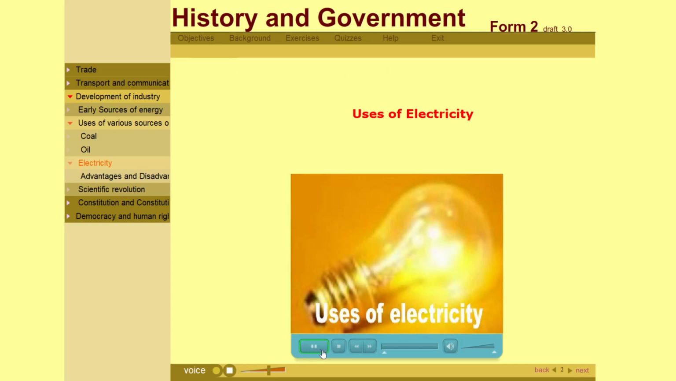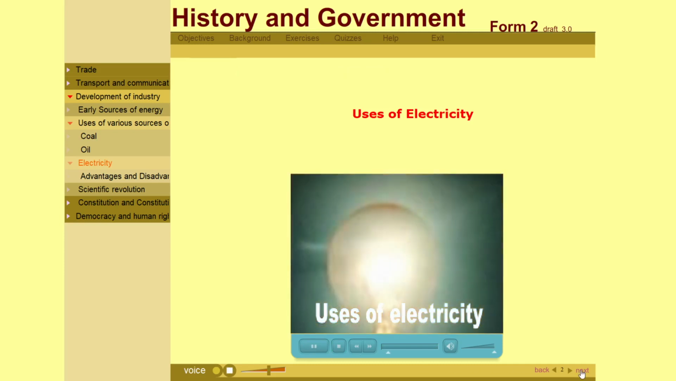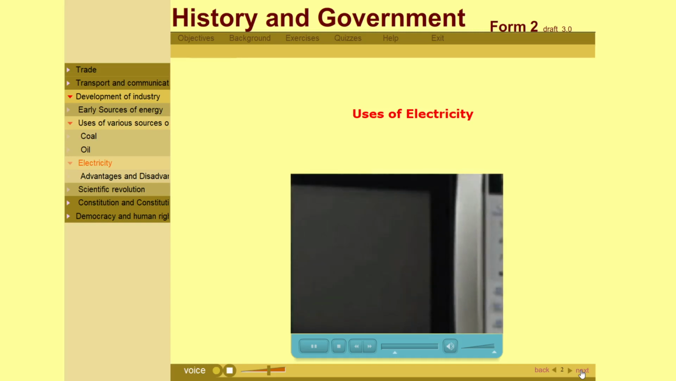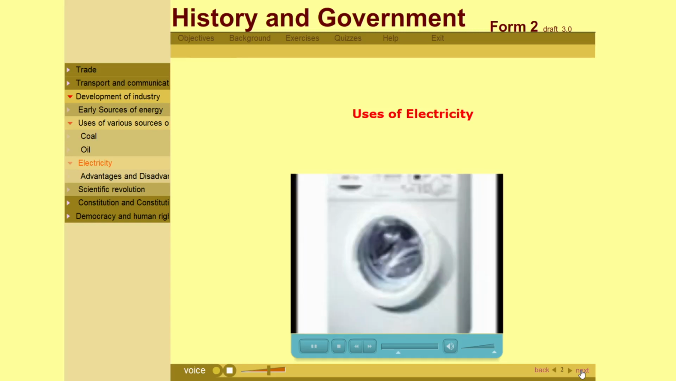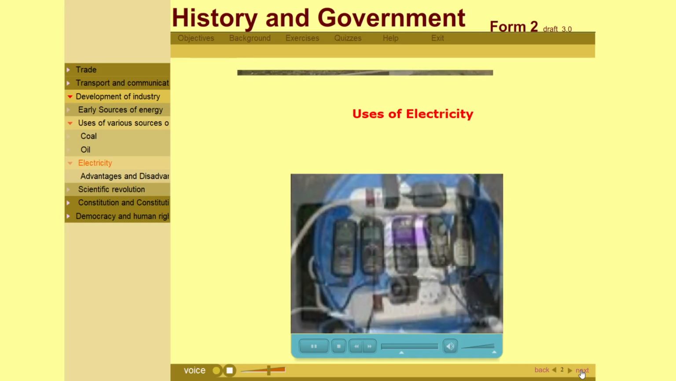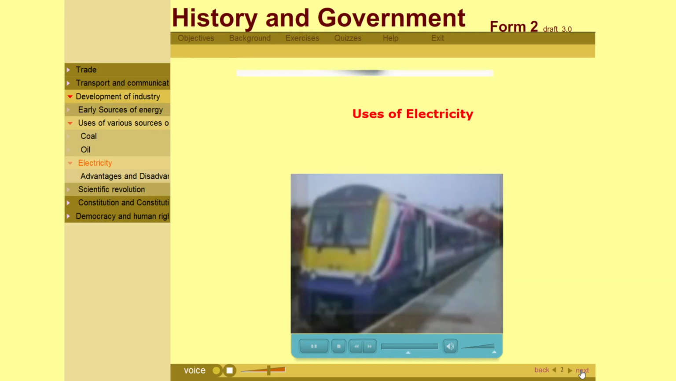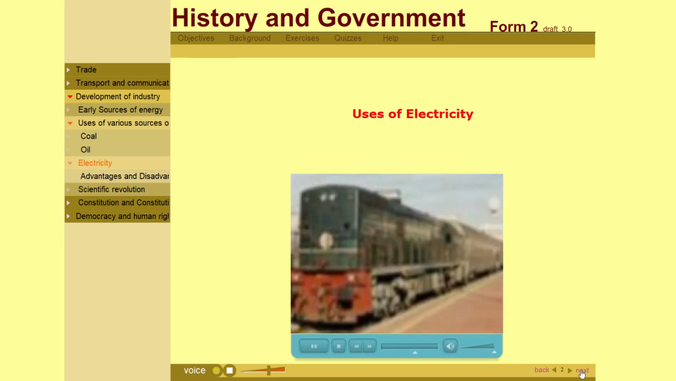Electricity is used for lighting, cooking and heating, powering machines and factories, sending signals, for example, telephones, radios, and television, and powering engines in transportation, for example, in electrical trains and cars.